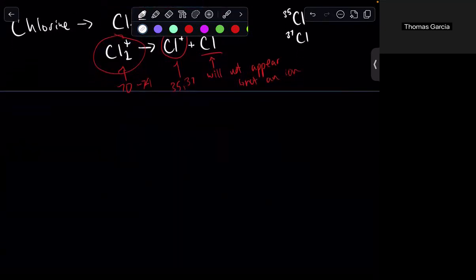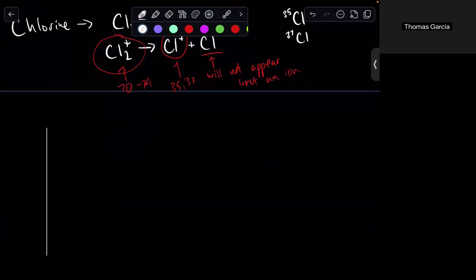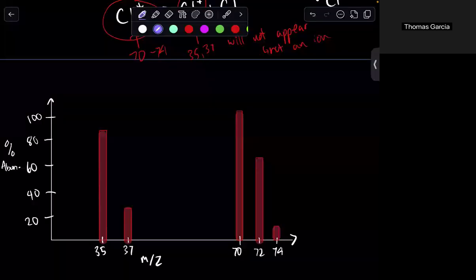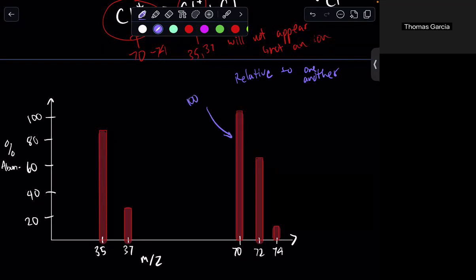So let's go ahead and sketch that out. Now, I'm going to pause it again, and when I return, we will have a graph. All right, so we have this sort of mass spectra. Now, it's a little different than the one we're normally used to. So first off, these are going to be values that are relative to one another. So our highest value is going to be at 100%, and that is what we call our base peak.